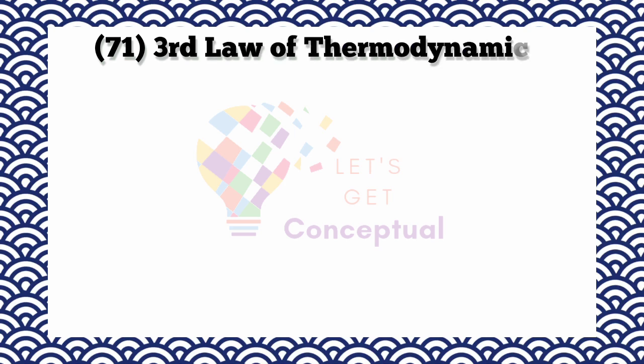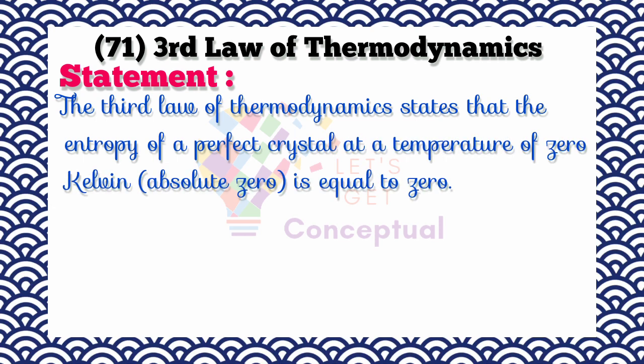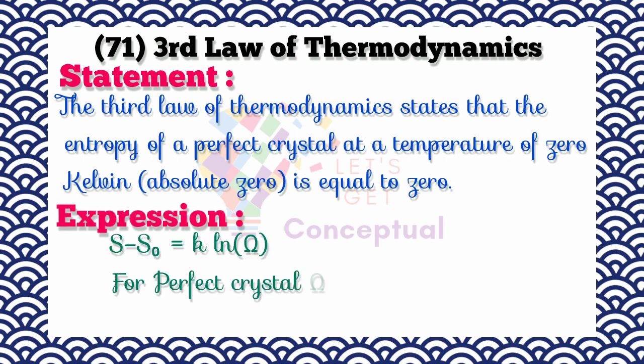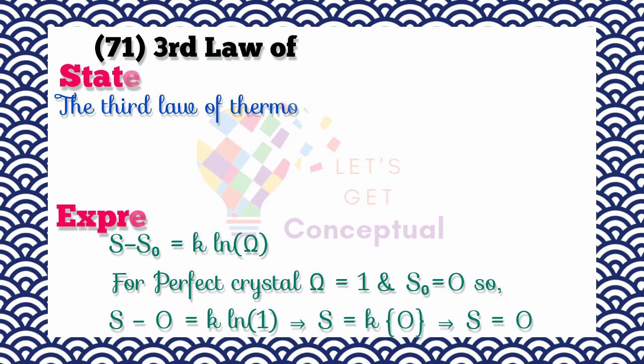Number 71. Third law of thermodynamics. Statement: the third law of thermodynamics states that the entropy of a perfect crystal at a temperature of 0 Kelvin, absolute 0, is equal to 0. Expression: S minus S naught equals k ln Ω for a perfect crystal. Ω equals 1 and S naught equals 0. So S minus 0 equals k ln 1. S equals k times 0, so S equals 0.